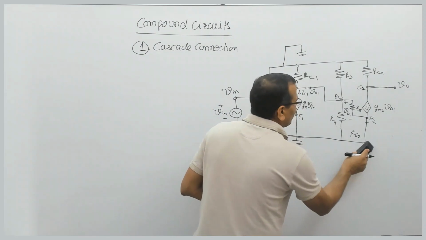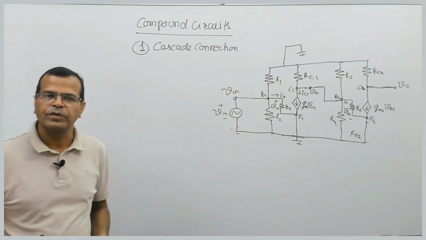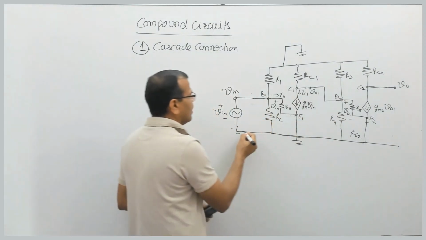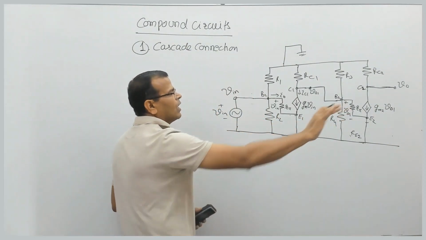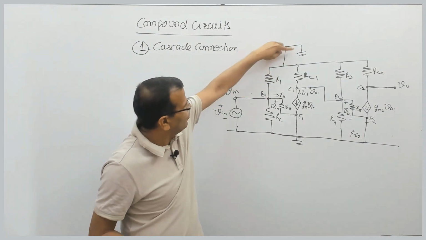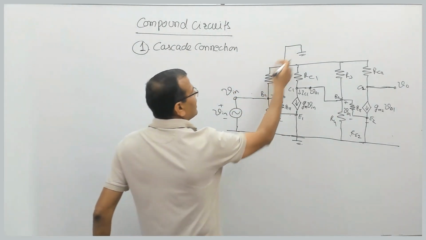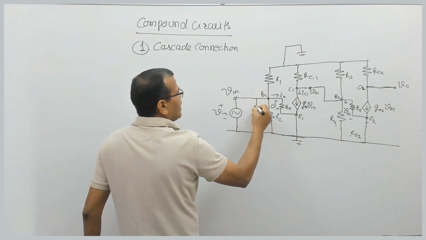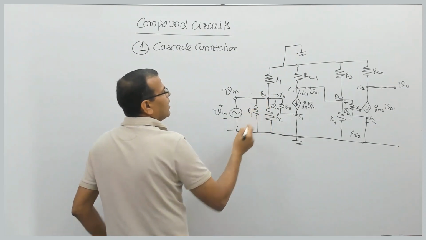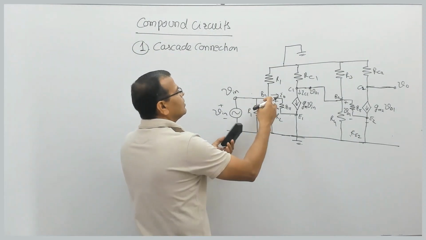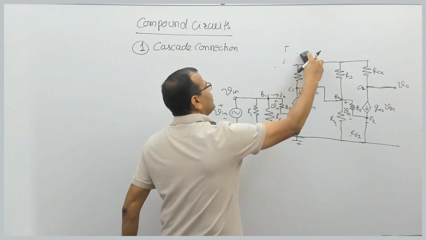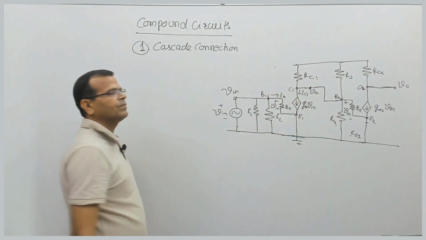So rather than showing multiple grounds, I will be taking a ground terminal like this. This is the datum node or ground. So instead of taking this resistance to ground that way, I can connect this resistance here. That is R1, and I will remove it from here, because from here it is going to ground. That's it.